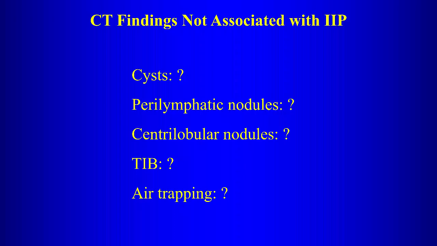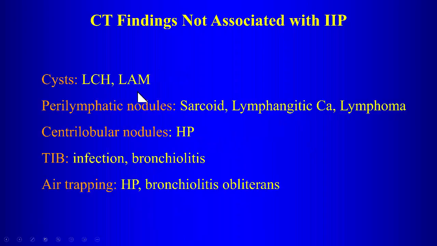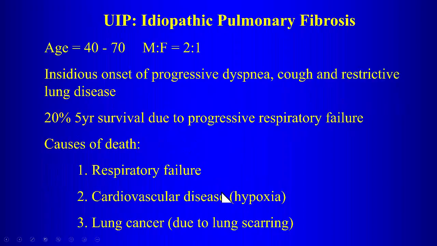Well, CF gives you bronchiectasis. Also hypersensitivity pneumonitis. So you always have to think about hypersensitivity pneumonitis. So cyst, LCH, LAM; perilymphatic nodules, sarcoid, lymphangitic carcinomatosis, some cases of lymphoma; centrilobular nodules, HP; infection with tree-in-bud; air trapping, hypersensitivity pneumonitis. Also, if air trapping is the predominant abnormality without fibrosis, we can see that with small airway disease and also bronchiolitis obliterans.